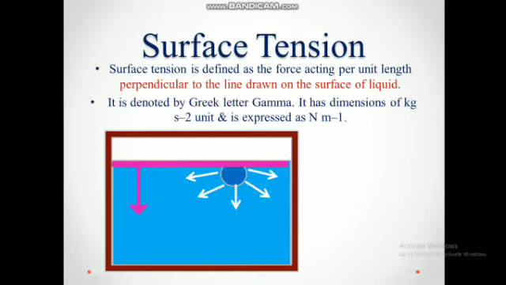It is denoted by the Greek letter gamma. It has dimension of kilogram second raised to minus 2, with unit expressed in Newton meter raised to minus 1. Now we will see what are the consequences of surface tension.